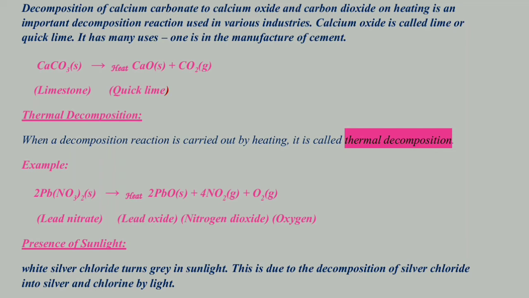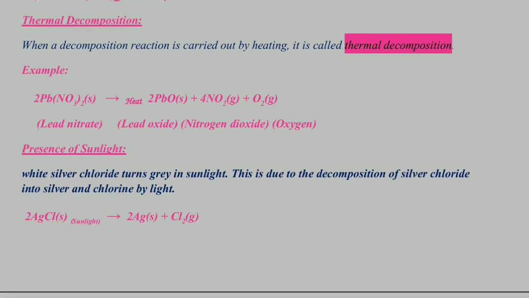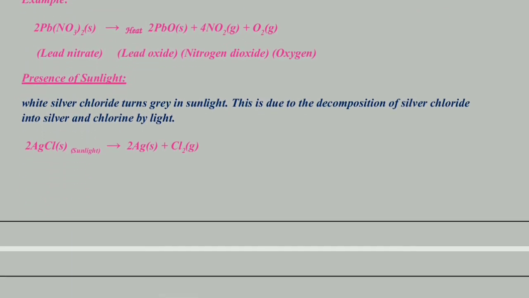Now, there are some reactions which occur in the presence of sunlight. White silver chloride turns grey in sunlight. This is due to the decomposition of silver chloride into silver and chlorine by light.